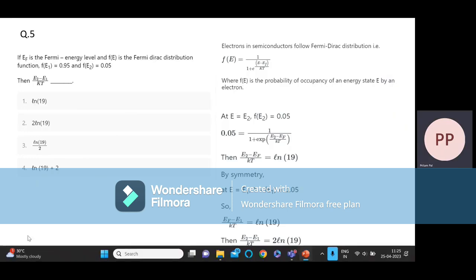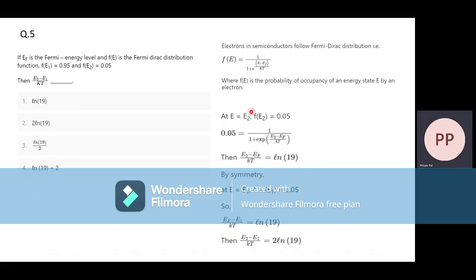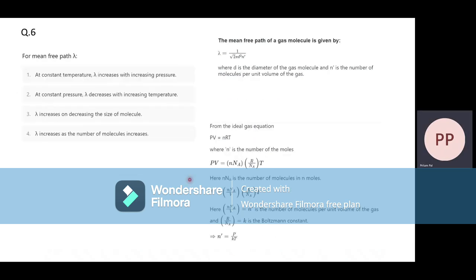So if you take this and put in all these values and divide, it will come out as something like ln of 19 times this factor. So it is very easy to solve. Now let's move to the next set of questions.